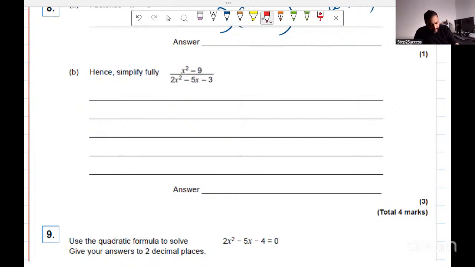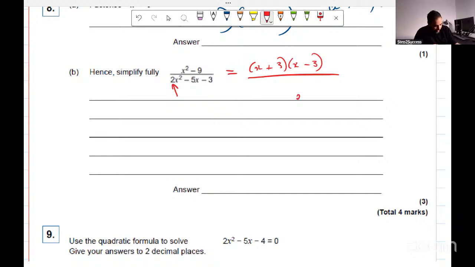So what you're supposed to do in this question is realize that the top bit is the same as the last question. So it is x plus 3 times x minus 3. That would be that. Then what we need to do with the bottom bit is we need to turn it into two brackets, like that. As I say, it is way more complicated to do this when there is more than one x squared at the beginning.